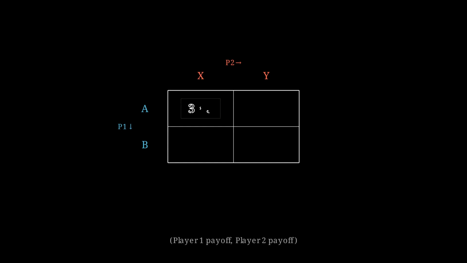If player 1 picks A and player 2 picks X, 3 and 3. If player 1 picks A and player 2 picks Y, 0 and 5. If player 1 picks B and player 2 picks X, 5 and 0. And if both pick their second strategy, 1 and 1. 8 numbers. 4 cells. A complete description of the game.